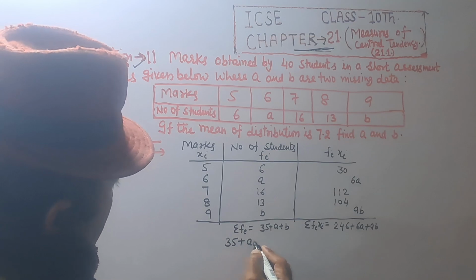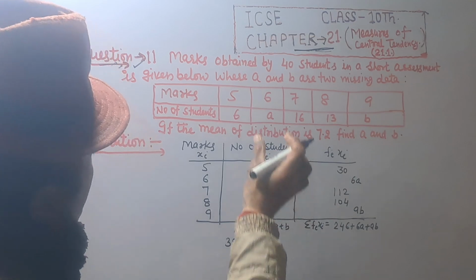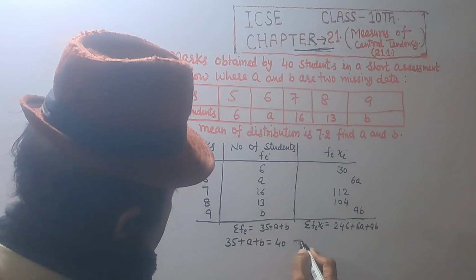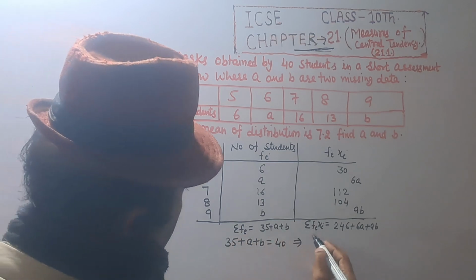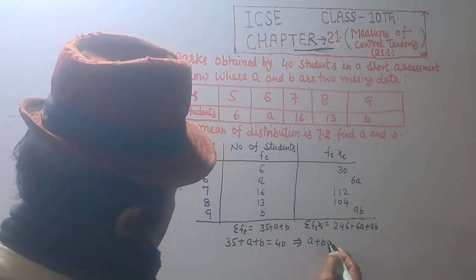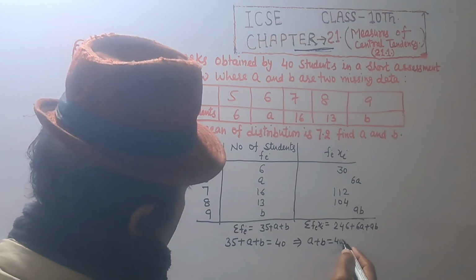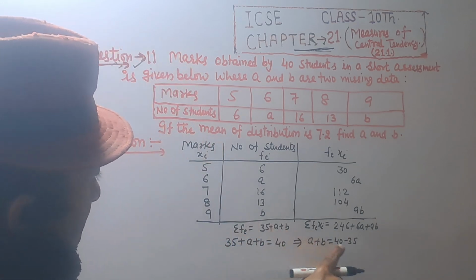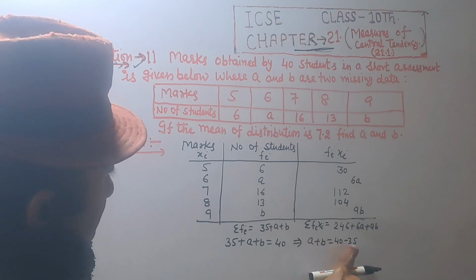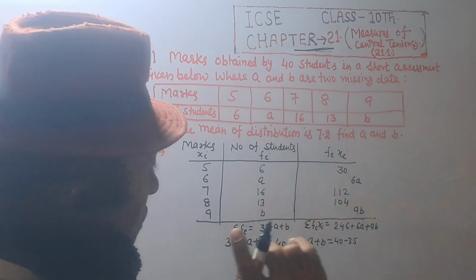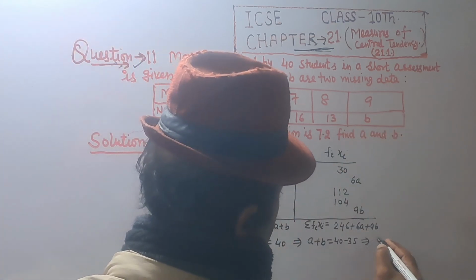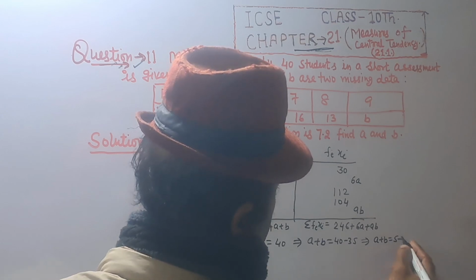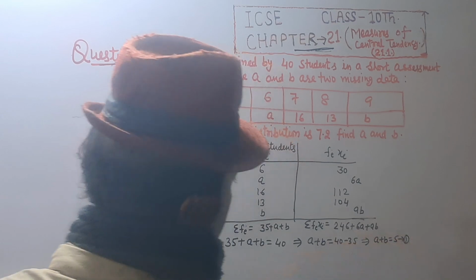35 plus A plus B is equal to 40 students, that is equal to 40, which implies A plus B is equal to 40 minus 35. We are shifting to the right side, 35 will be negative, and 40 minus 35 is equal to 5. So the equation is A plus B equal to 5. It's equation first.